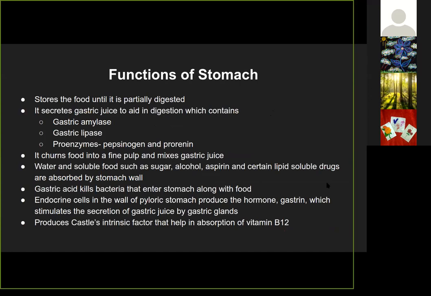Stomach is also known to be the second line of defense in terms of immunity. The first line of defense is your skin and the outermost organs or layers of the body. Second line of defense is your internal organs, and gastric juice, the acid secreted in the stomach, is known to kill the bacteria entering through the food. That is why it is also called a second line of defense organ.